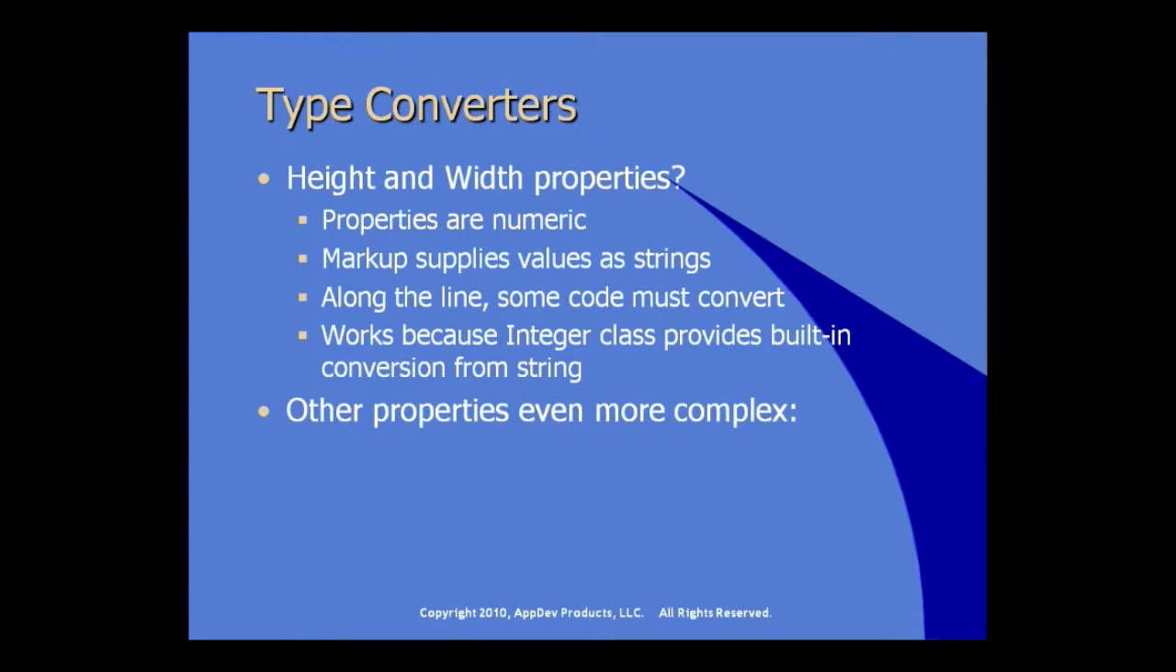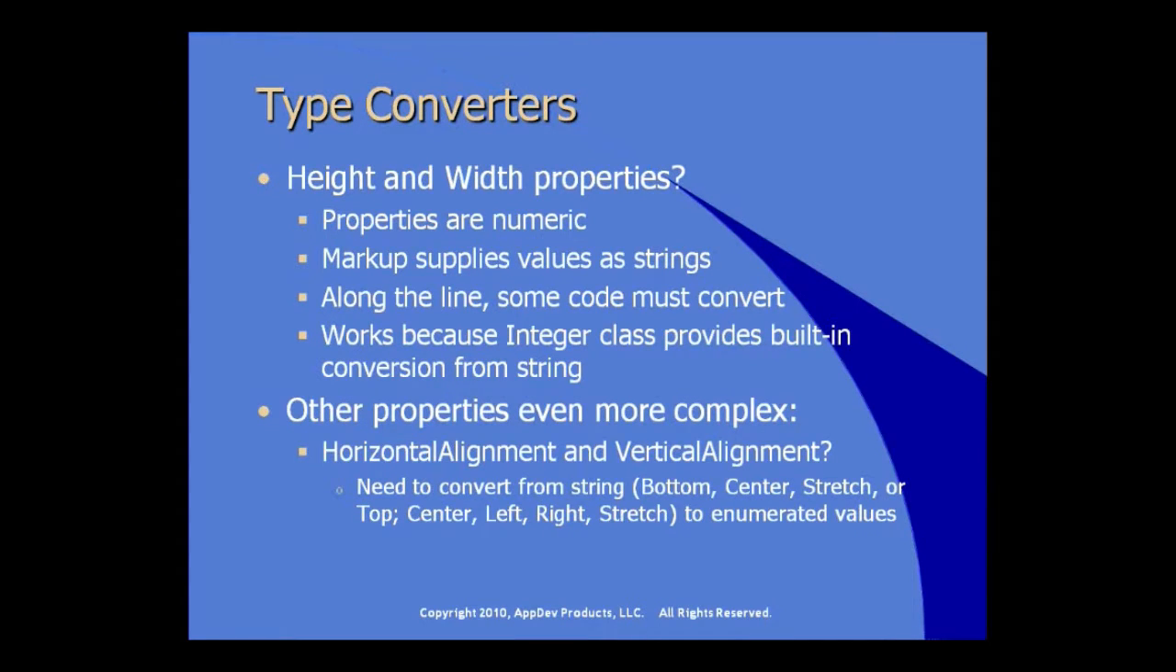Other properties, however, are even more complex. For example, the horizontal alignment and vertical alignment properties. You'll remember that these are an enumerated value. From bottom, center, stretch, or top, center, left, right, or stretch, to some enumerated number, a numeral value, because enumerations are stored internally as some sort of number. So we need to convert from a string, the letters B-O-T-T-O-M, to a number which corresponds to that enumerated value. Someone somewhere is doing that for you.